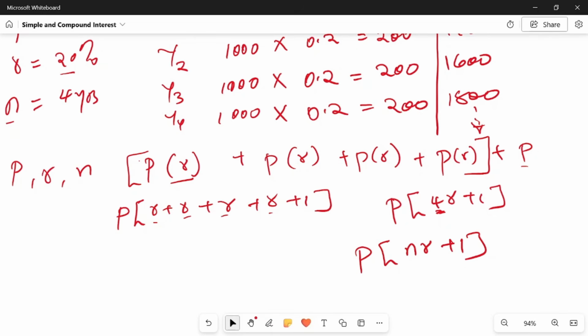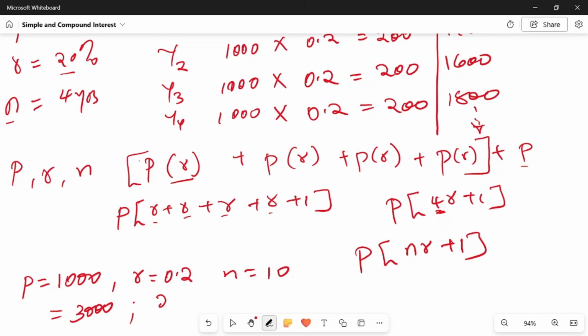If we go now to our initial example, where we had a 10-year period, we are going to have principal is equal to 1,000, rate is 0.2, and then n is equal to 10. Try to verify this, that you're going to find the total amount in the account is going to be £3,000, of which 2,000 is the interest and 1,000 is the principal.